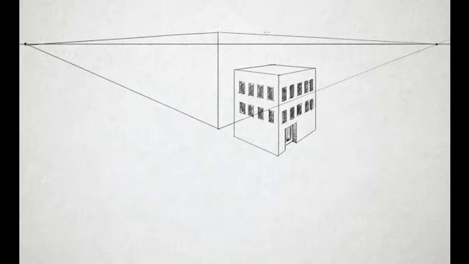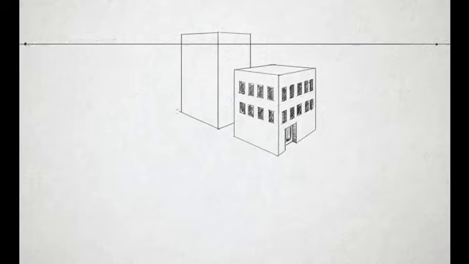Then we'll determine where the building ends by drawing vertical lines. And since this building overlaps the horizon line, we won't see the top of the building, so we can go ahead and erase the lines that we no longer need. Now, of course, this process could be repeated on the right side of our original corner as well.